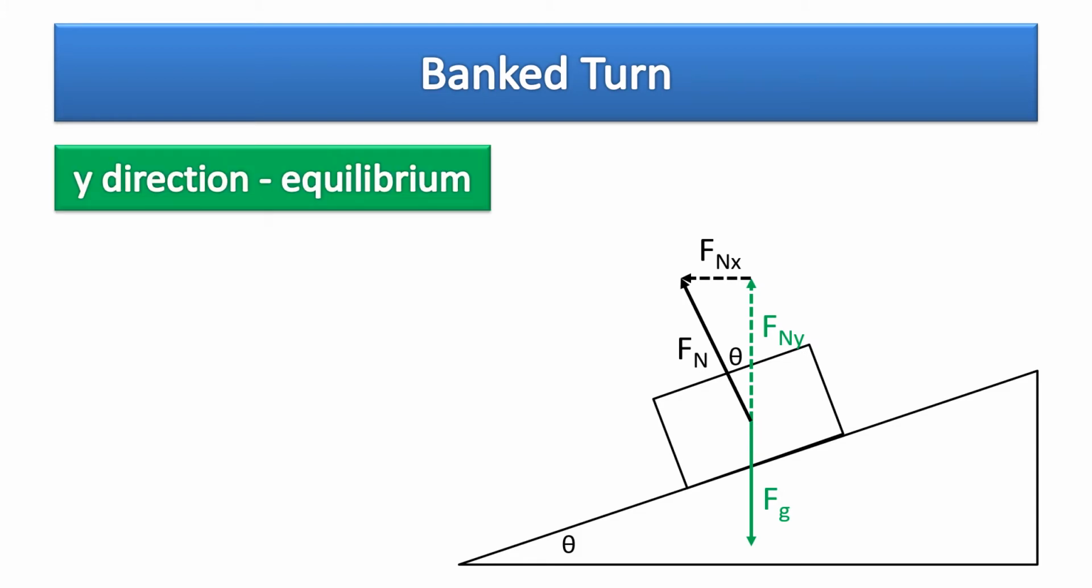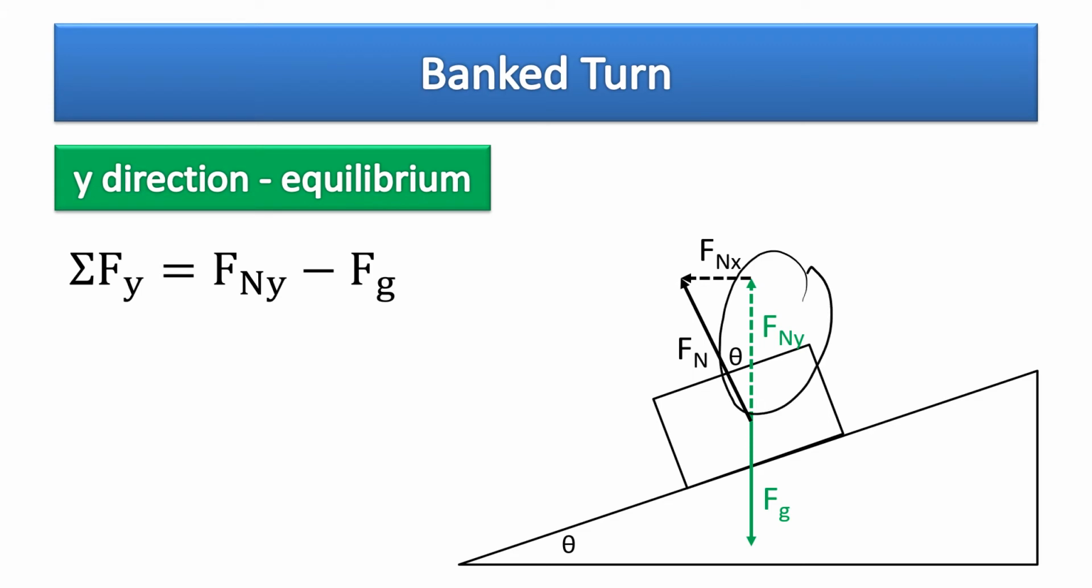So in the Y direction, it is in equilibrium. You're not jumping off the turn and you're not going through the road. So we could say that the net force in the Y direction is equal to the normal force, which is positive, pointing up, minus Fg. We set up the definition of the net force: it's the sum of all the forces.